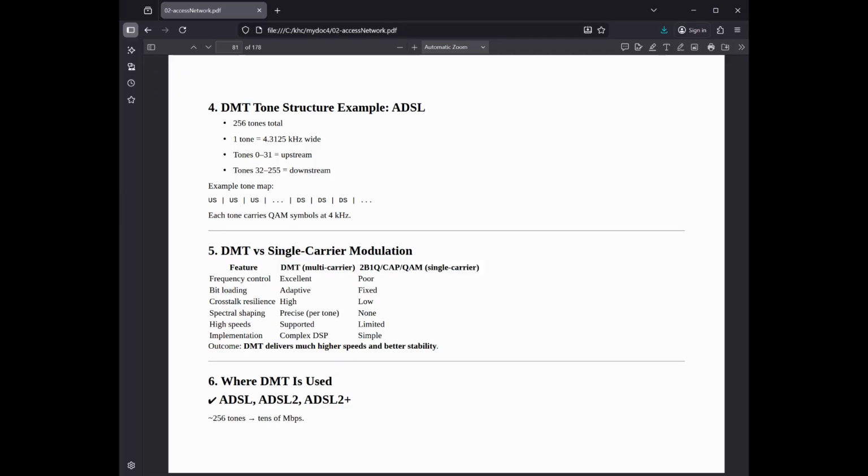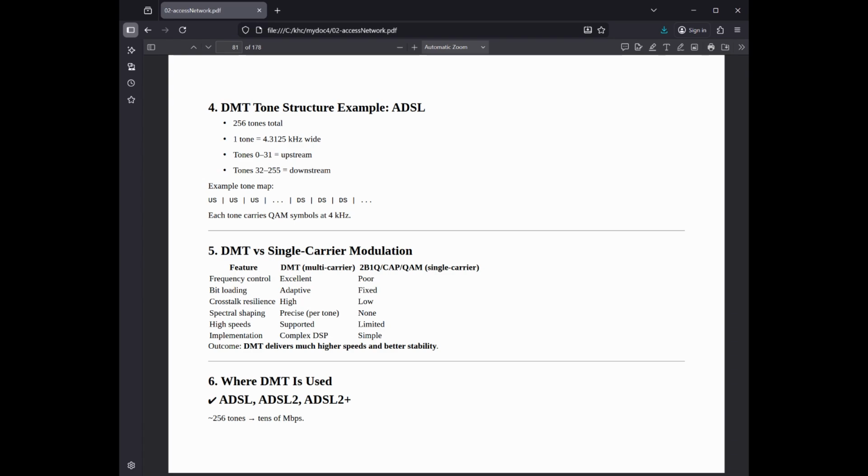2. Overlap spectrum. In some configurations, Annex A, downstream data is allowed to start as low as tone 6. This means downstream and upstream share the lower frequencies. While this can increase download speed, it requires complex echo cancellation to keep the signals from crashing into each other.